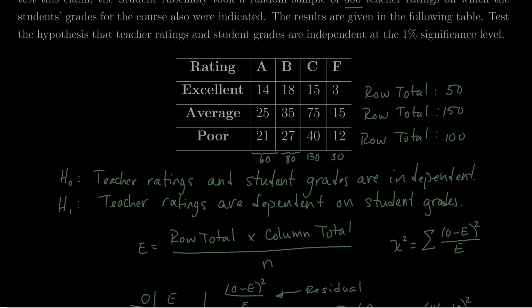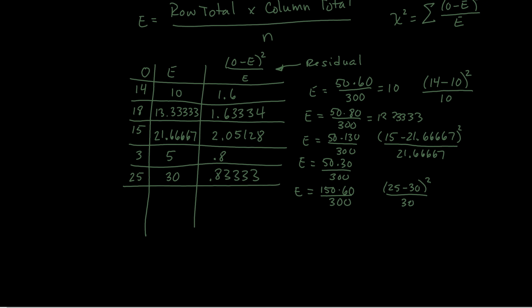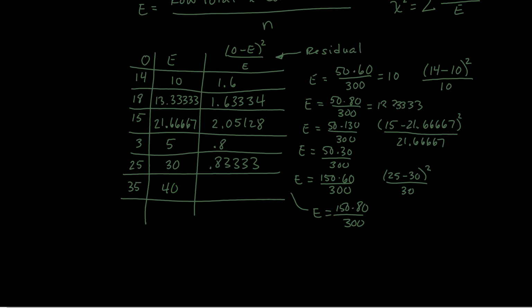So our next observed frequency is 35. And again, we'll calculate the expected frequency here. The row total is still 150. The column total is 80. So we have 150 times 80 divided by 300. This gives us an expected frequency of 40. So we have a residual of 35 minus 40 squared divided by 40, and that gives us 0.625.